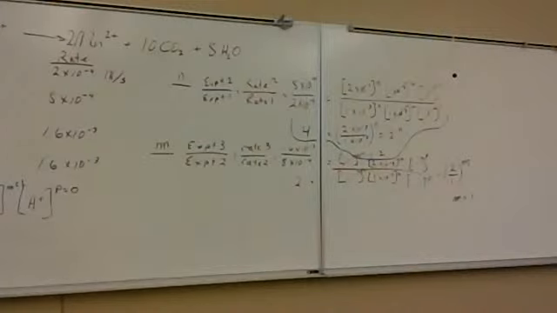So those are the orders of the individual reactants. So the total: that one is second order, that one's first, and that one's zero. So what's the overall order for this reaction? 2 plus 1 plus 0, 3. The overall order for the reaction is 3. You just add them together.